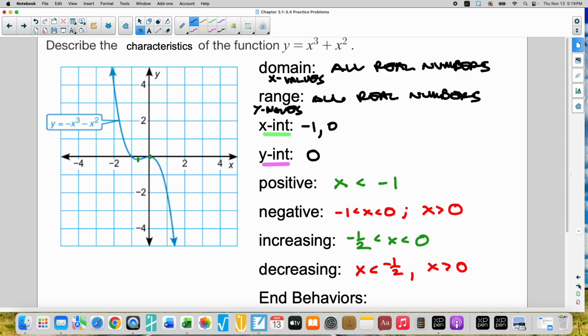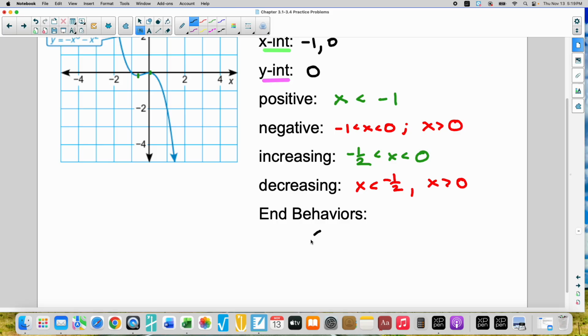So end behaviors, as x goes to positive infinity and as x goes to negative infinity. What's going on? To the right, this is my right arrow, and my right arrow is going down. And this is my left arrow, because left is negative. That's going up. So that's going to be positive infinity.